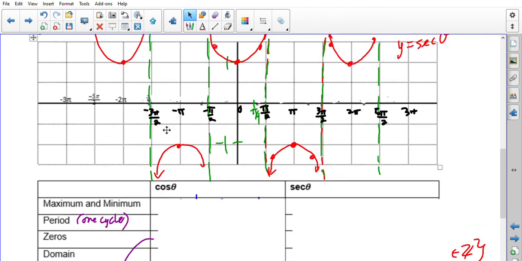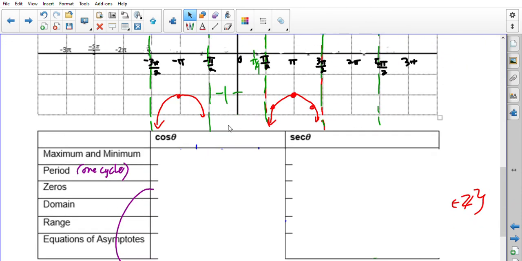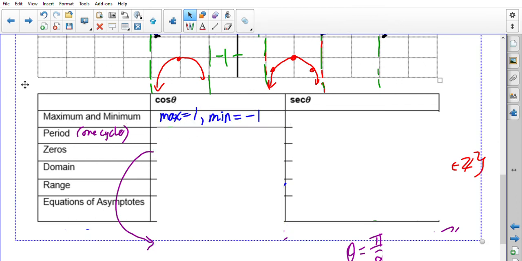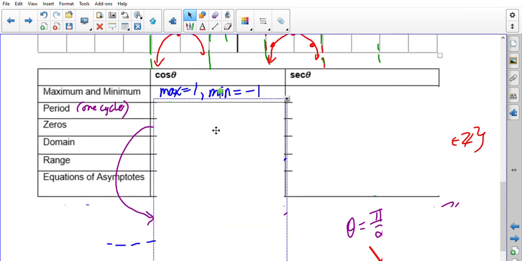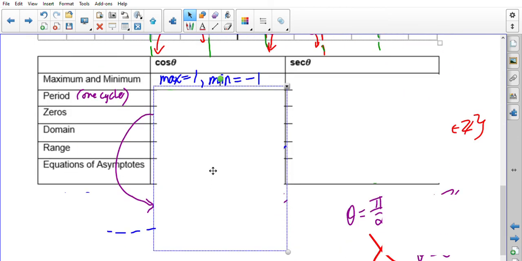Now that we've drawn that in, so again we have opening up and opening down parabolas, we are going to start filling in the charts. The max and min values for cos, same as sine, max 1, min negative 1. The period for cos, we know the U shape finishes from 0 to 2 pi, so the period is 2 pi.